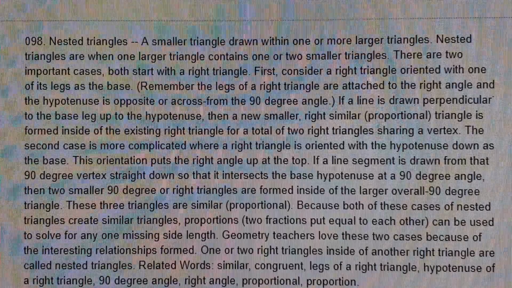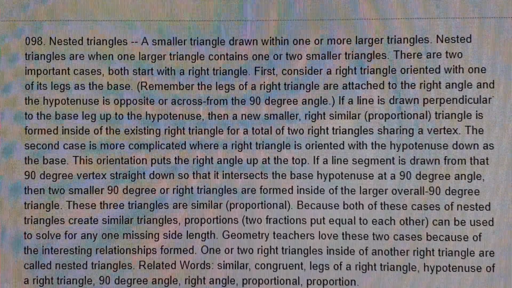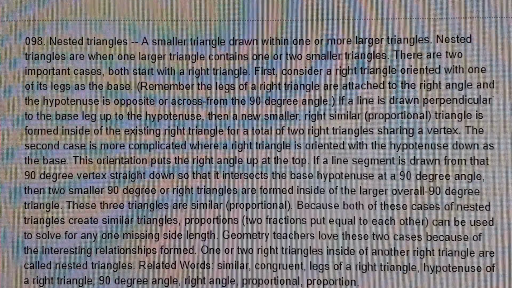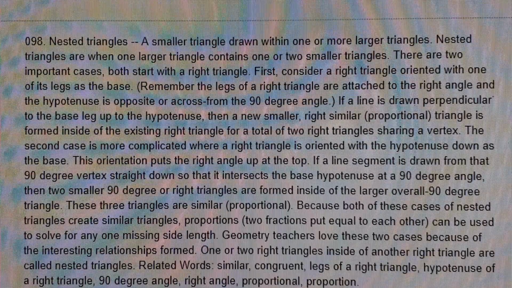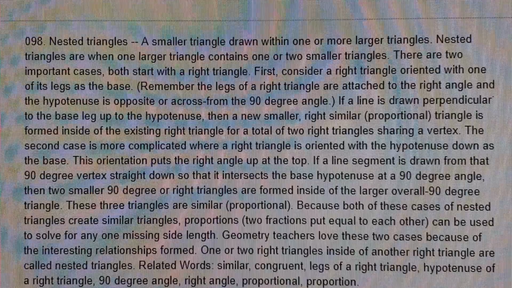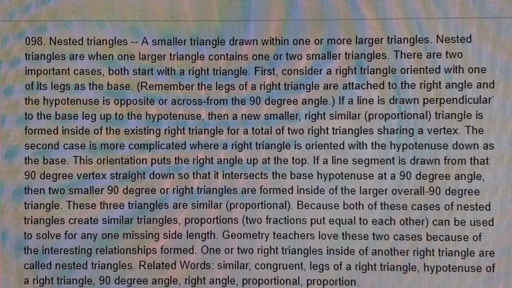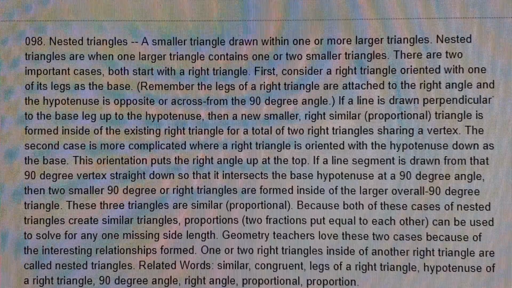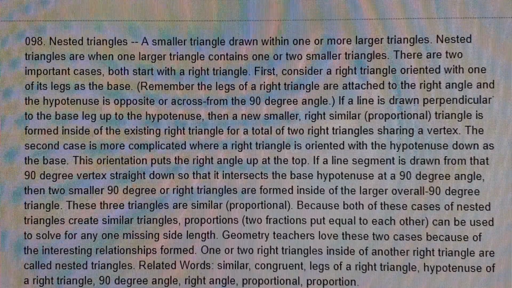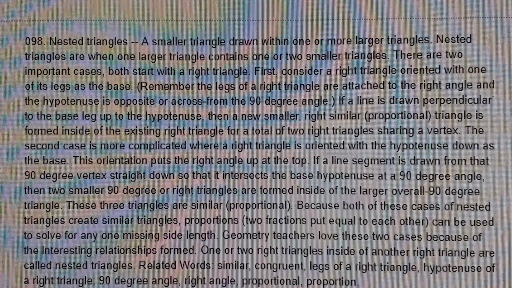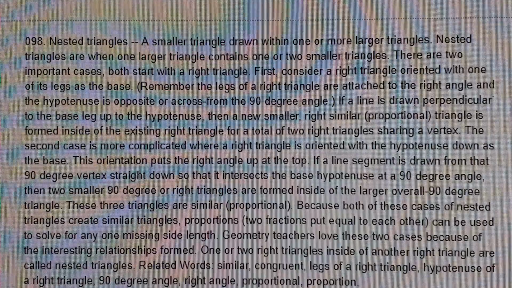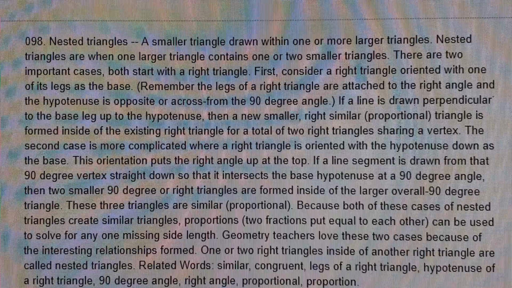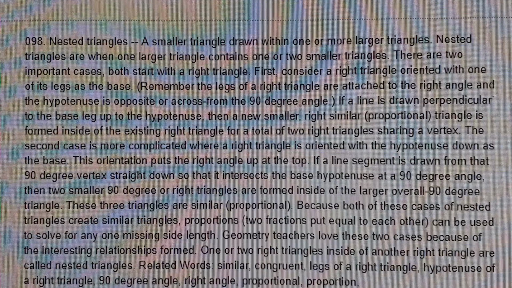End parentheses.) If a line is drawn perpendicular to the base leg up to the hypotenuse, then a new, smaller right triangle (proportional) is formed inside the existing right triangle for a total of two right triangles sharing a vertex.